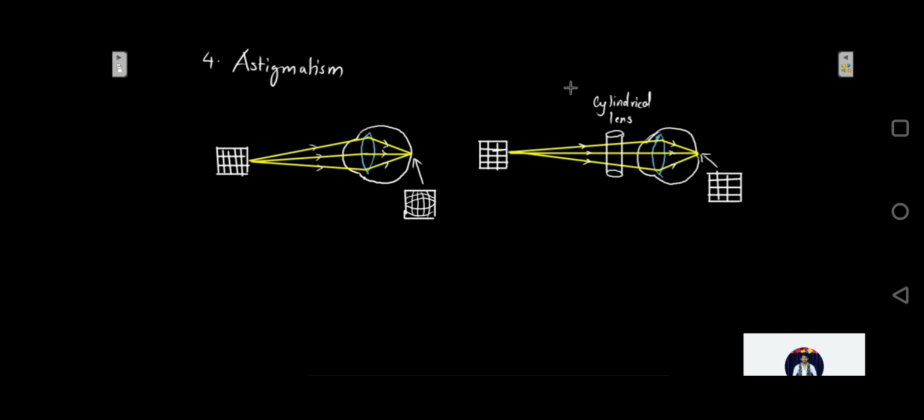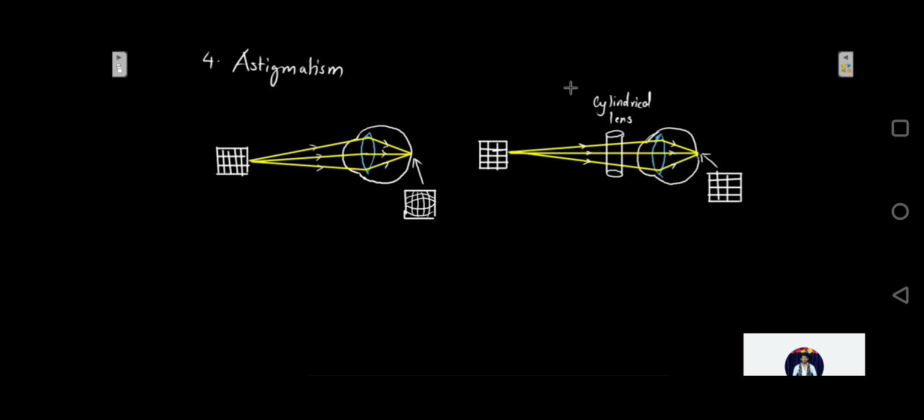The next defect we have is astigmatism. This defect occurs when the cornea is not perfectly spherical in shape. Okay, so it may have a larger curvature in a vertical plane than in the horizontal plane, or vice versa. If one looks at a wire mesh with such a defect in the eye, the focusing in the vertical plane may not be as sharp as in the horizontal plane, or it might be vice versa.